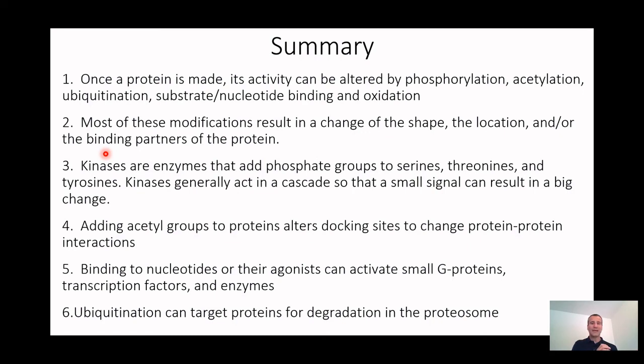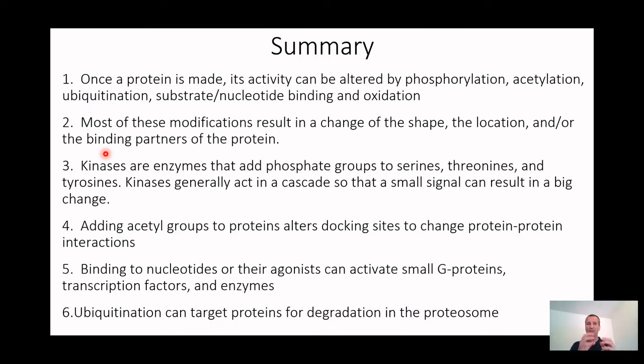Then there are small GTPases that bind to nucleotides like GTP or GDP. When they're GTP bound, most of them are active. When they then break the GTP into GDP, they become inactive, and like we talked about, it's like a timer that you can set in the cell. We're going to turn this protein on for a short period of time, but we want it to turn off.